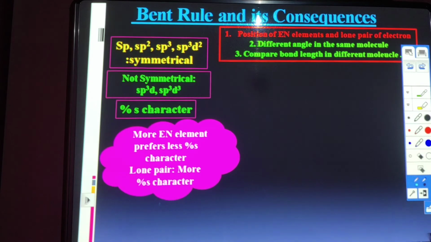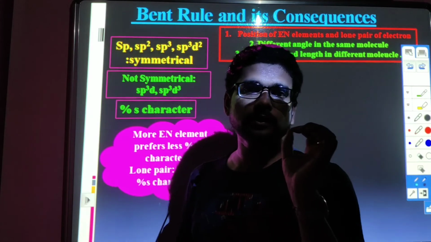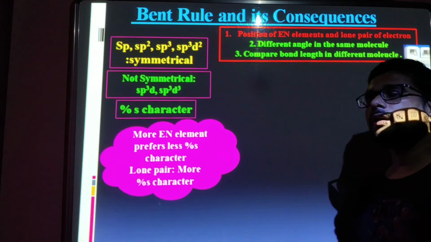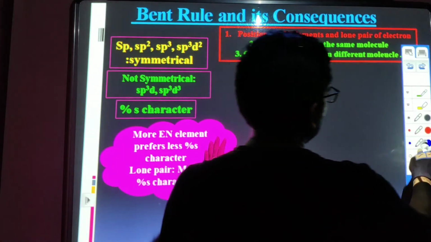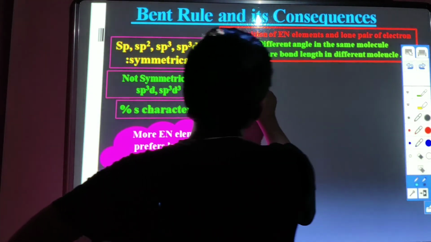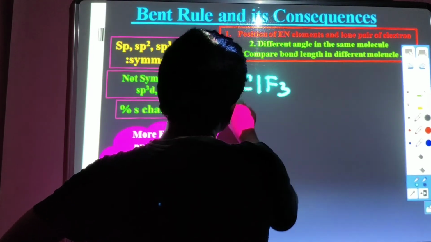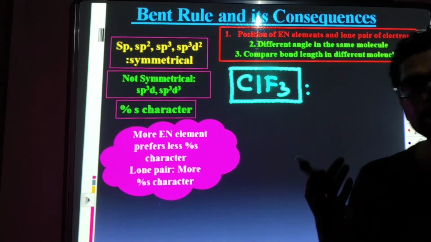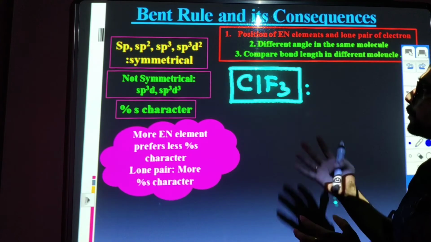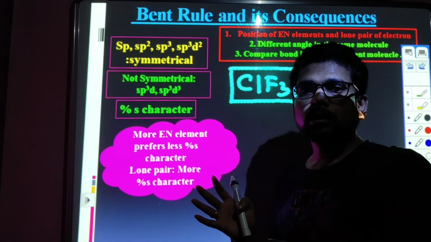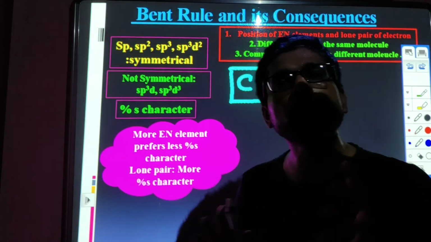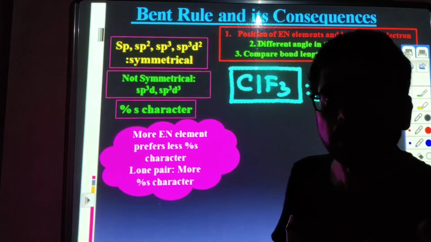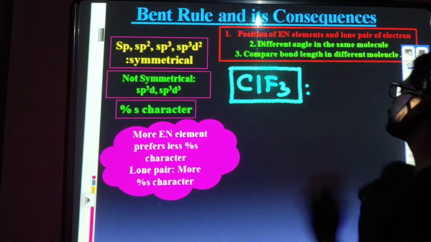Now, I'll tell you only one thing. Instead of, say, ClF3, I'll take that as the example. Sometimes ClF3 will be confusing for you. Some of the students have interpreted the ClF3 structure, I mean the positions of the lone pair and the bond pair, in a different way. That also I will explain in ClF3.